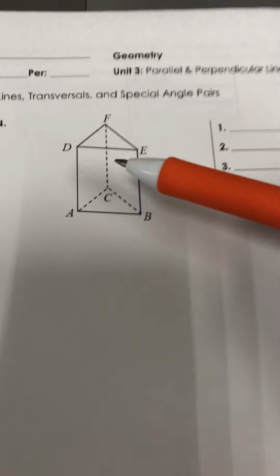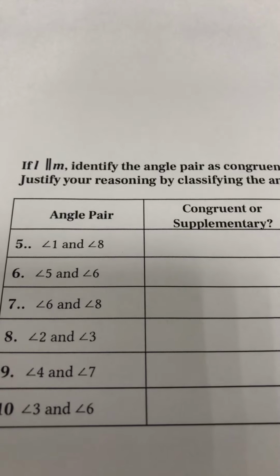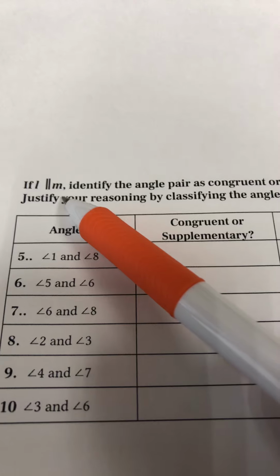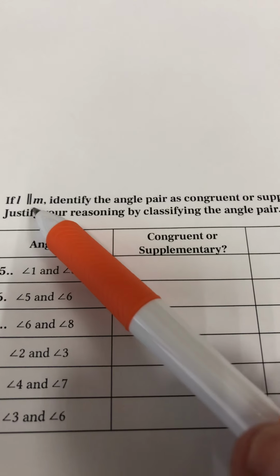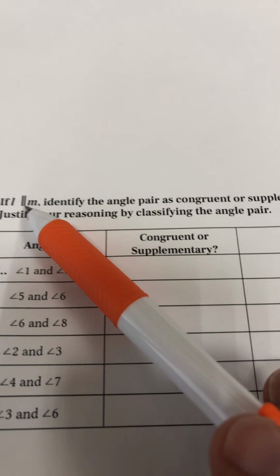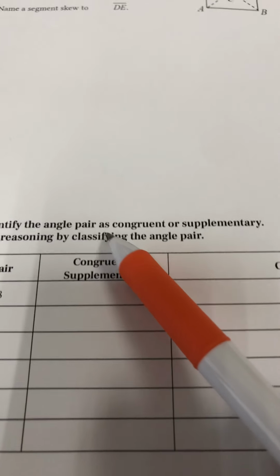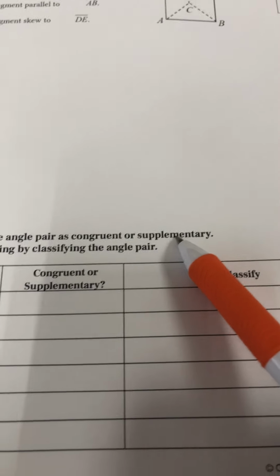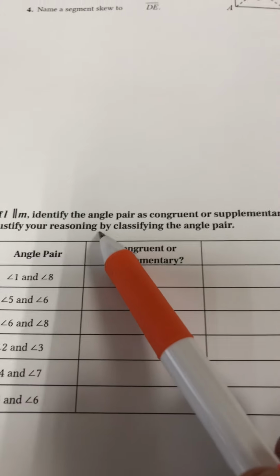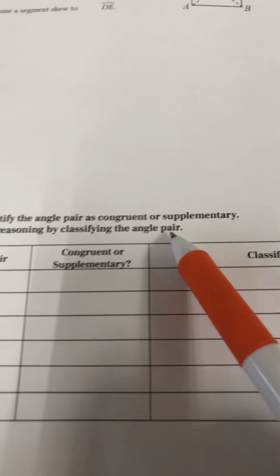Name that segment. There are 3 possible segments for number 4 that you could choose from. Just pick one. If LM is parallel, that's what that means, identify the angle pair as congruent or supplementary. Justify your reasoning by classifying the angle pair.